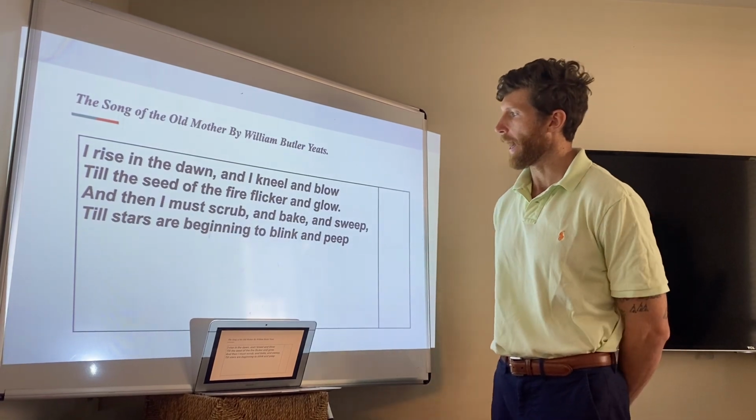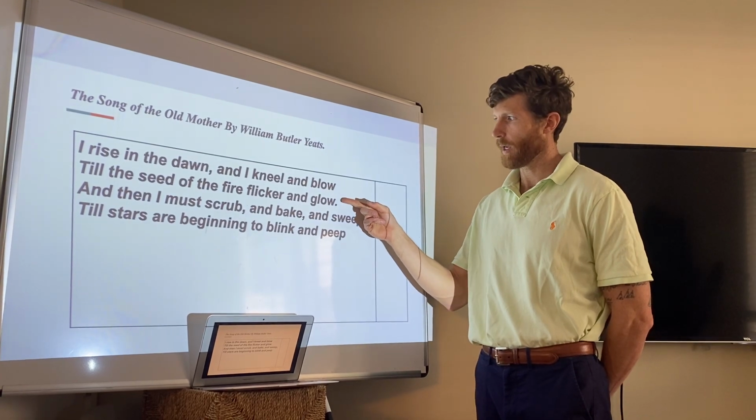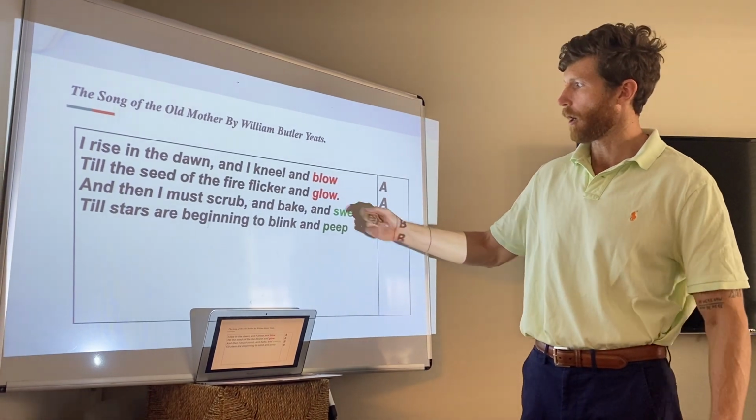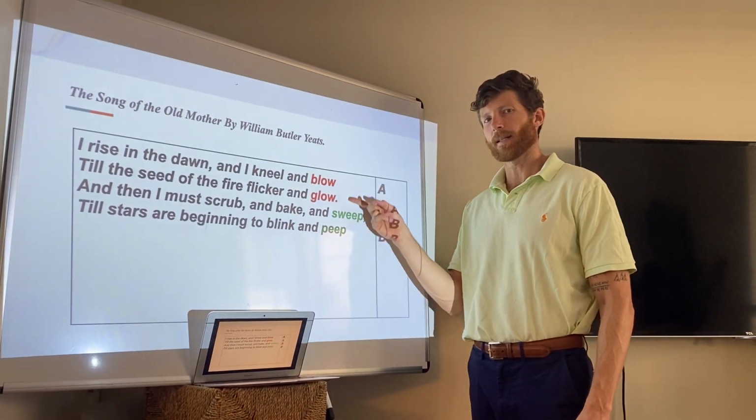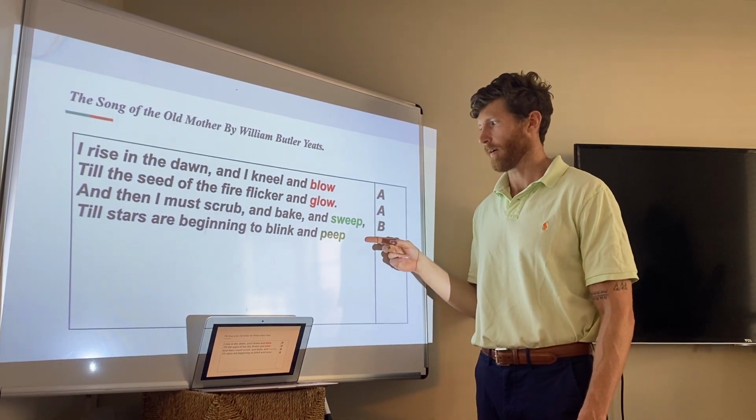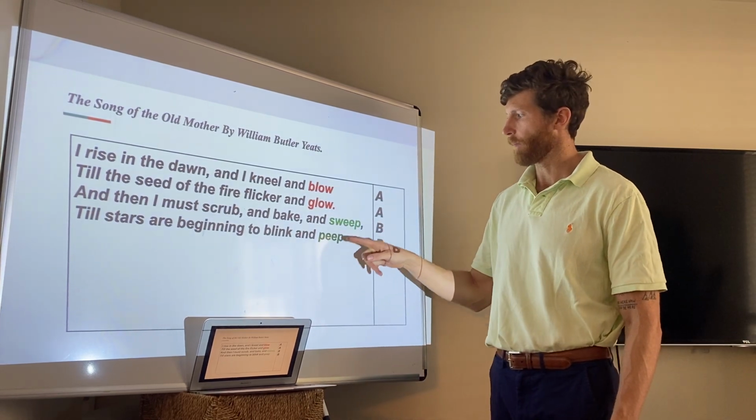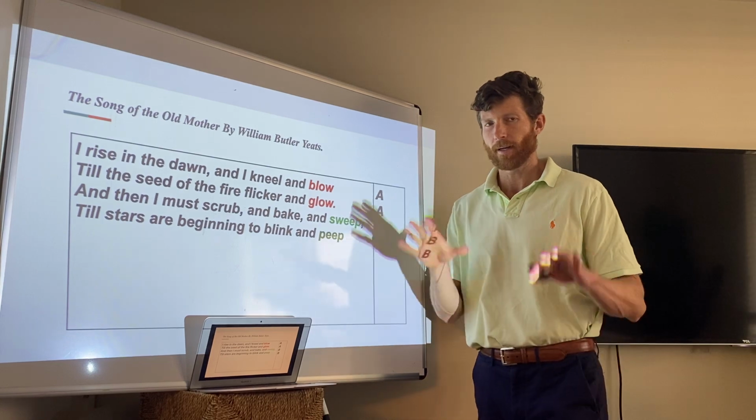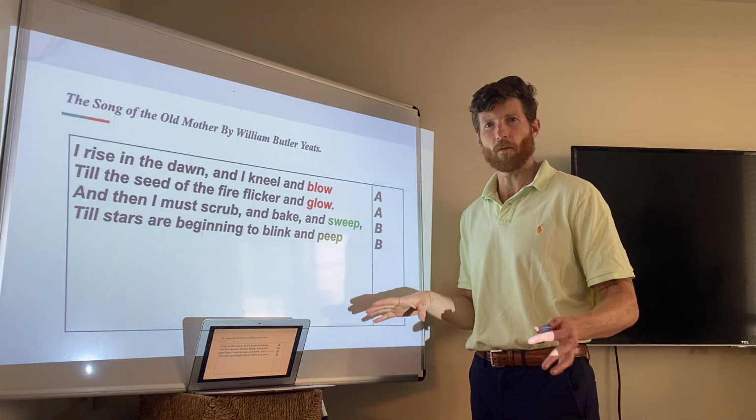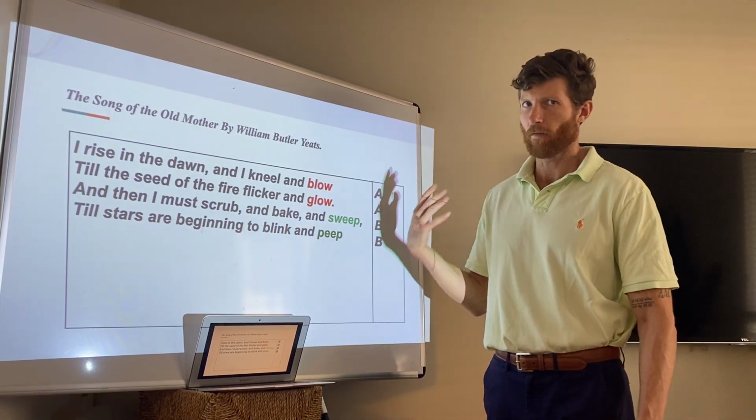So if I look at my rhymes at the end of each line, we've got blow and glow, sweep and peep. I annotated these two red because they rhyme with each other. I annotated these two green because they rhyme with each other. So blow and glow rhyme, it's A, A. Sweep and peep rhyme, that's B, B. Now just to check my work, I'm going to make sure that sweep and glow don't rhyme. Sweep and glow, no, they don't rhyme. So the poem is going to be in AABB format.